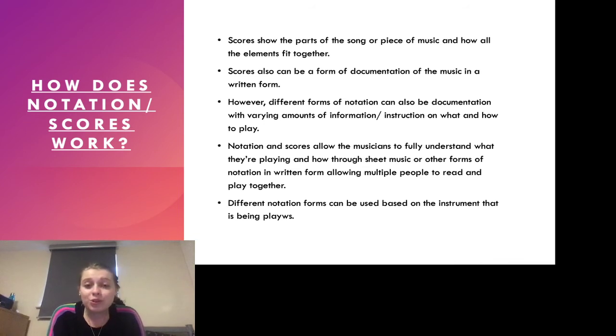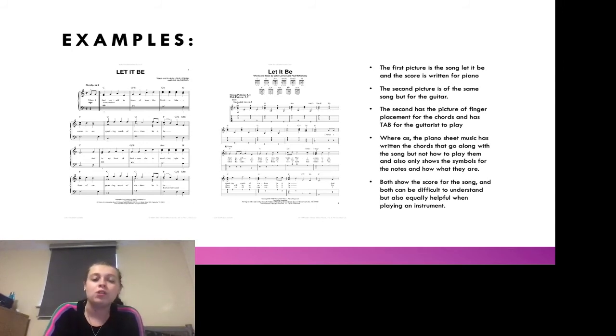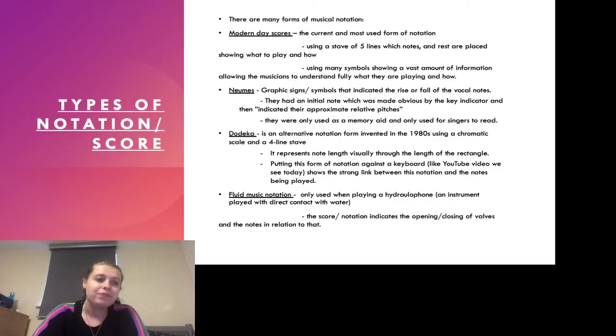Scores tend to also be used as documentation of the written work, so that is also a great thing to be including. And continuing forward, I gave you some examples. These 2 examples are for the song Let It Be. The first one being piano and the second one being guitar. Both of them are forms of notation, both forms of sheet music, however they have varying amounts of information based on the instrument that is being played.